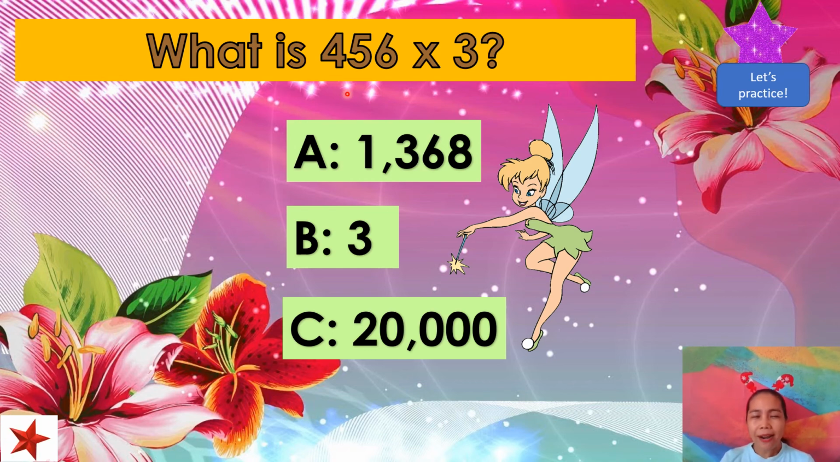This time, you are going to solve for the answer of this question. What is 456 times 3? So get a paper and pencil and multiply these numbers. I'll give you 5 counts. 1, 2, 3, 4, 5. What's the answer? Good! It's letter A, 1,368. So, the answer to the question, what is 456 times 3, is 1,368.